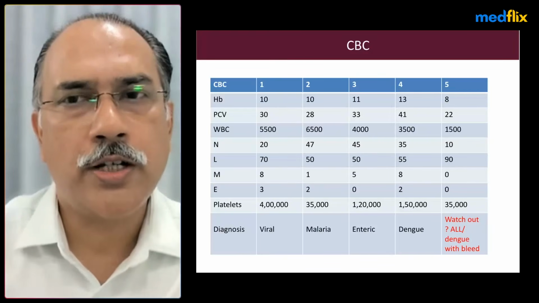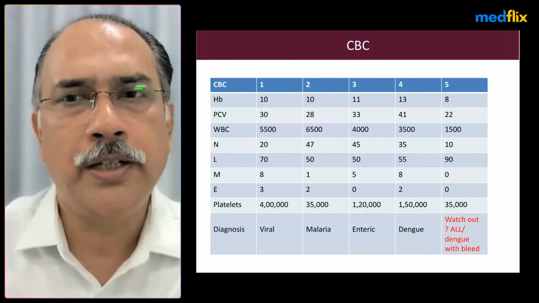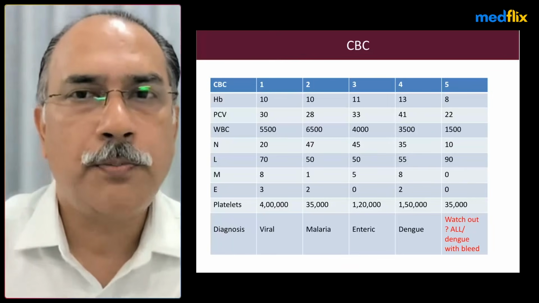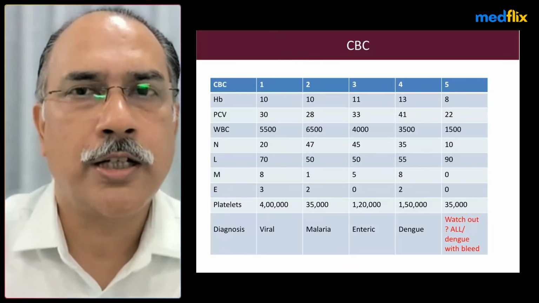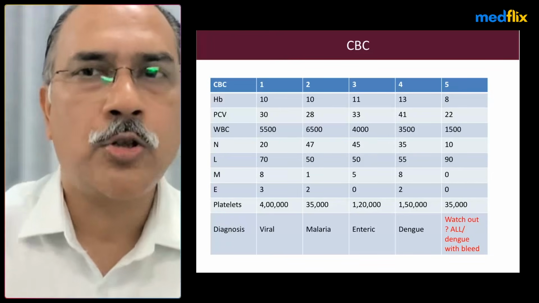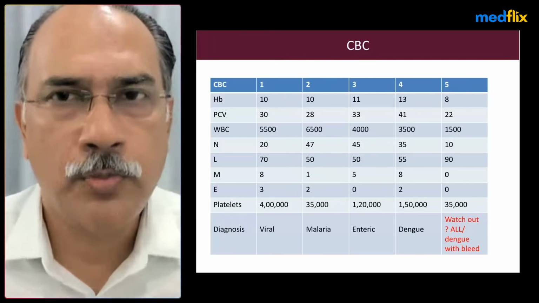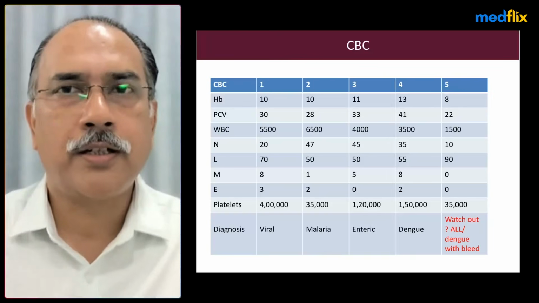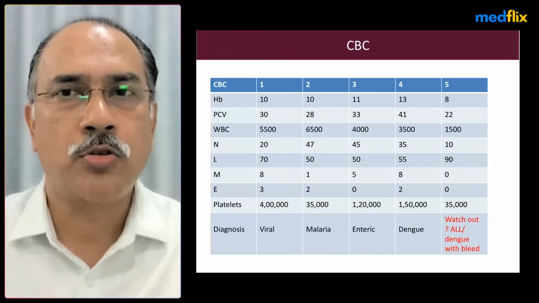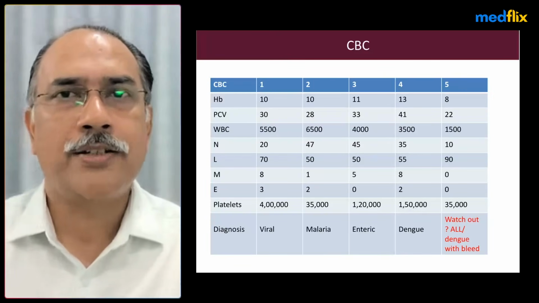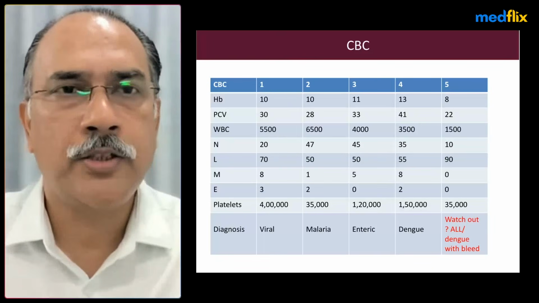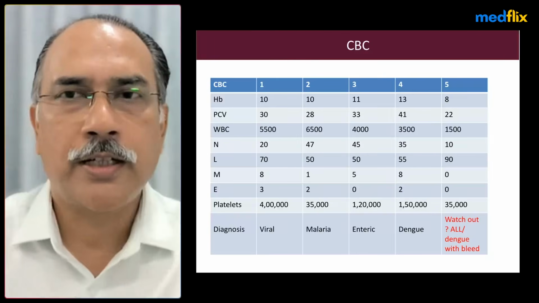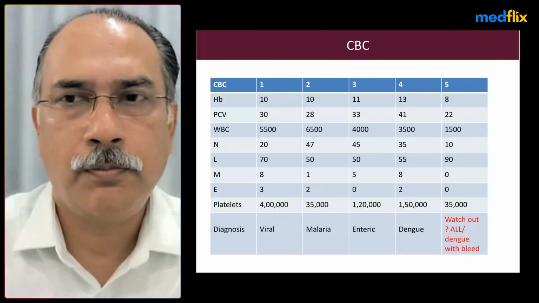But also occasionally severe dengue with bleeding can also manifest like this, especially if the previous CBC was here in number 3, which showed a hemoglobin of 11 and a PCV of 33, which after say 12 hours or so of treatment, the child's not looking good and your CBC goes down, hemoglobin goes down to 8. And then you would start thinking in terms of dengue with bleeding.